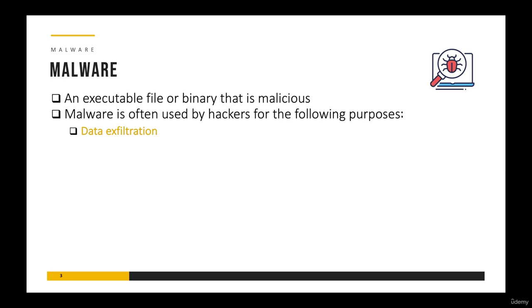The small difference between data and information is that data is raw in nature, but once it has been processed and converted into something which provides actionable insights or actionable knowledge, then that is called information. So one of the most important targets of malware is data exfiltration, which basically means unauthorized transfer of data from your network or your system to some external entity.